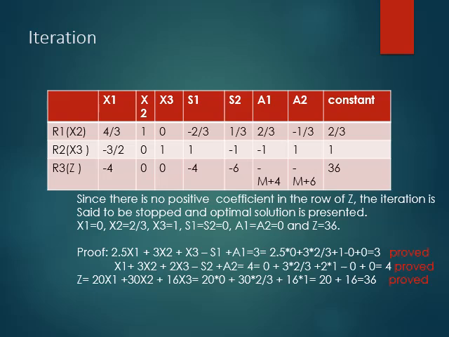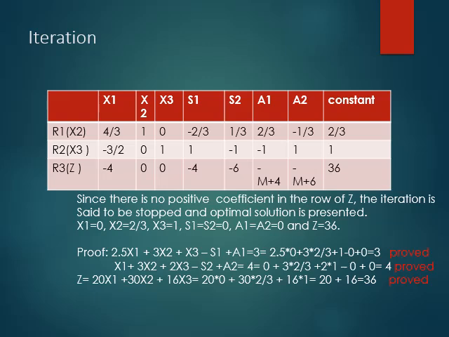Looking at the last constant column, the value of x2 equals 2 over 3, the value of x3 equals 1, and z equals 36. Okay, the iteration is set to be finished. Since there is no positive coefficient in the row of z, the iteration is set to be stopped.